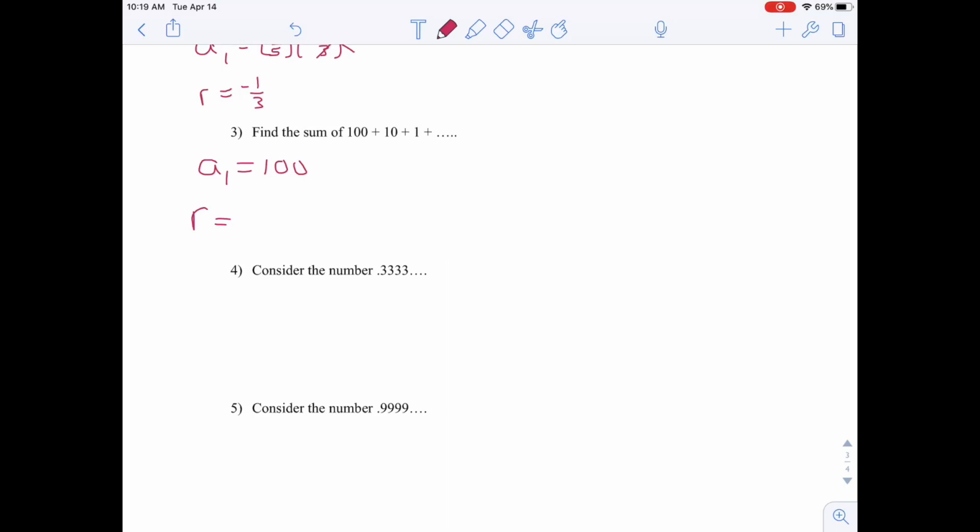Now our r, remember, all we got to do is take a term and divide it by its preceding one. So 10 divided by 100, 1/10 would be our r there, and it is between -1 and 1, so we're good to go. So the sum would be 100 over 1 minus 1/10. 100 divided by 9/10.